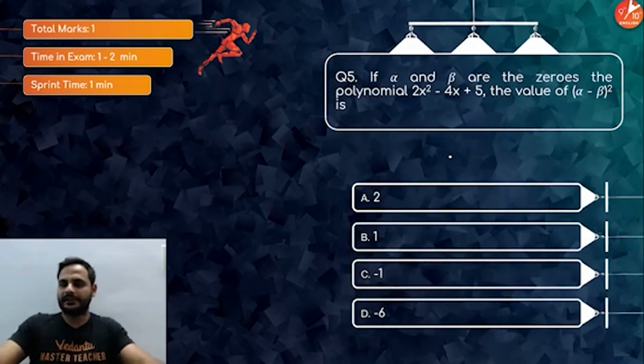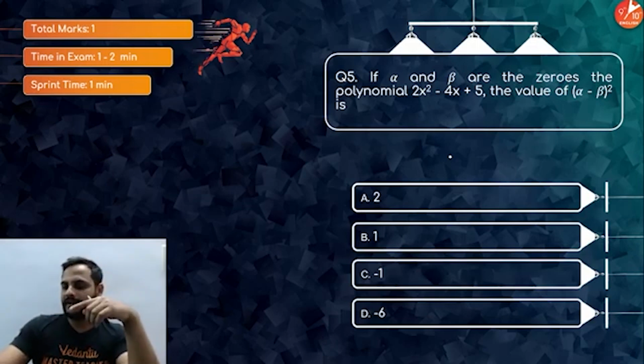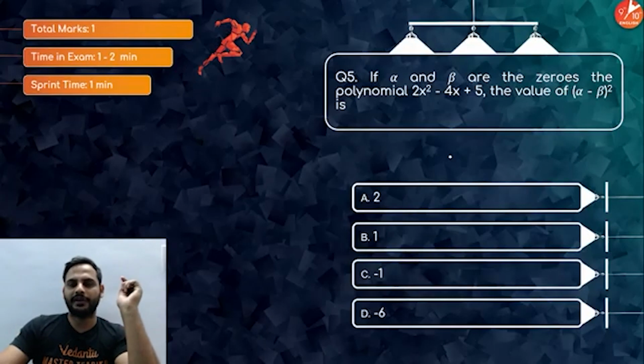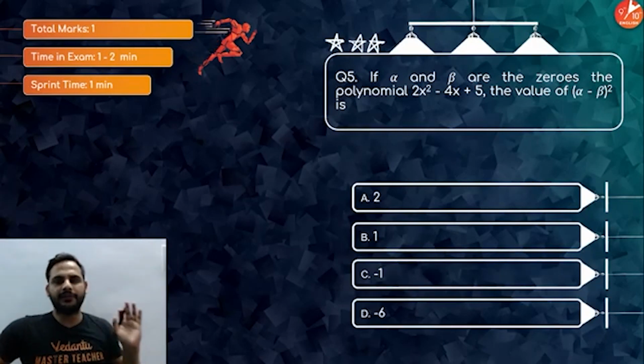All right, next question, look carefully and think it through. Alpha and beta are the zeros of this polynomial 2x square minus 4x plus 5, value of alpha minus beta whole square. This is also an important question, very important for the exam.